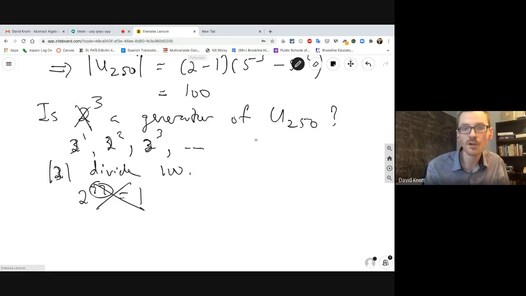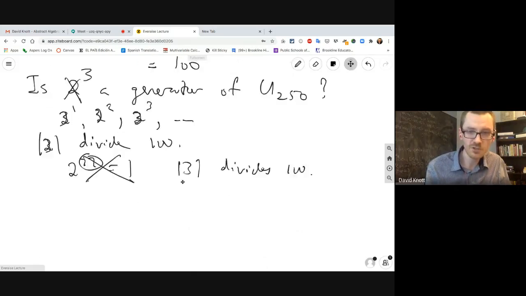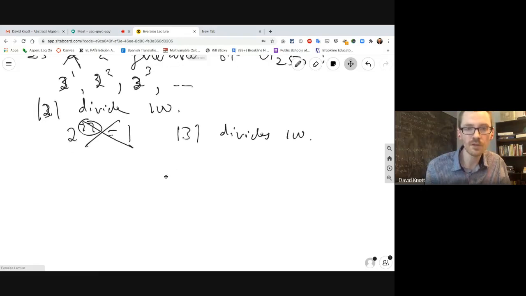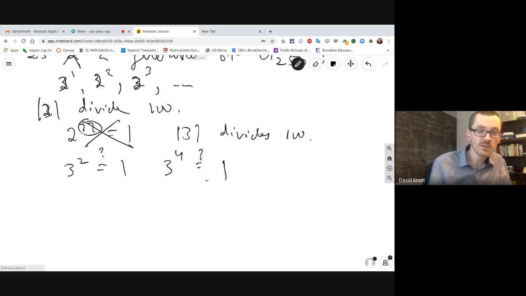So is 3 a generator of U250? So we have to look at 3 to the 1, 3 squared, 3 to the third, and so on. But because of this proposition, we know that the order of 3 divides 100, which means that we actually only have to check the divisors of 100. So you just have to check, is 3 squared equal to 1? I mean, it's obviously not. Is 3 to the, what's the next smallest divisor? I guess 4. Is 3 to the 4 equal to 1? And you could check that. And so that reduces the number of things that you have to check by quite a lot.